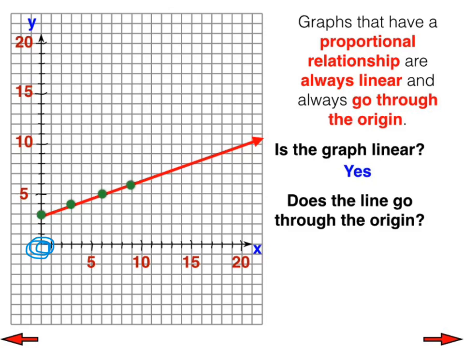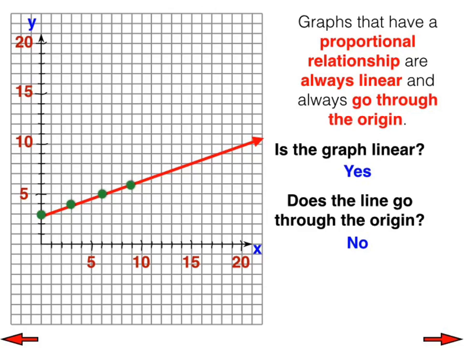It looks like the first ordered pair there is actually 0, 3, because you're not going right, but you are going up. So you're going right 0 places and up 3. It's not 0, 0. It's not the origin. So that alone tells us whether this is a proportional relationship or not.